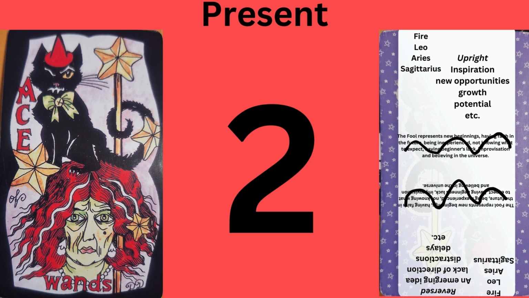All right. Number 2 is going to be the present position, and that was the Ace of Wands. So upright, of course, is a fire sign. It's Leo, Aries, Sagittarius. Upright, that's going to be inspiration, new opportunity, growth, potential, etc. You already know what the wands are. It's creation, it's passion, it's action, enterprise, relationships, and it's a new beginning because it's an ace. So those are the type of things you might want to put on the back of your beginner's tarot card, including, like I said, a condensed version of the meaning of the card.